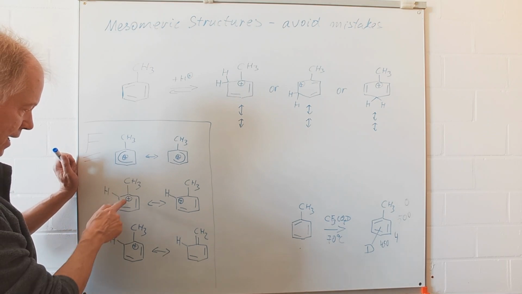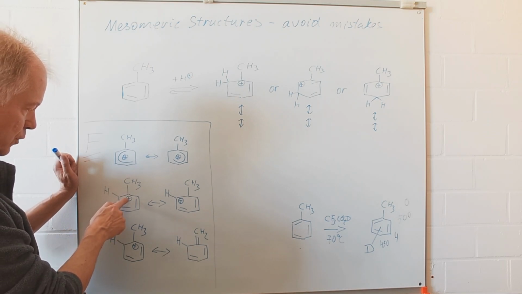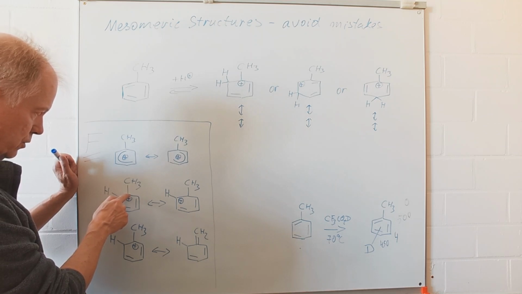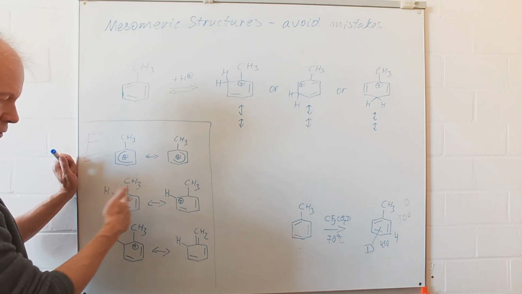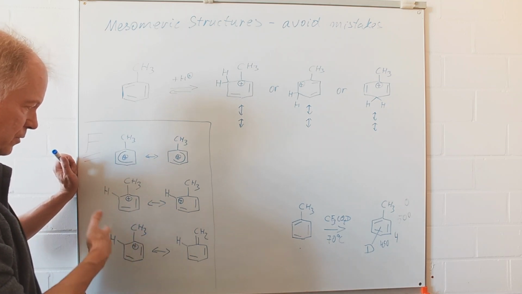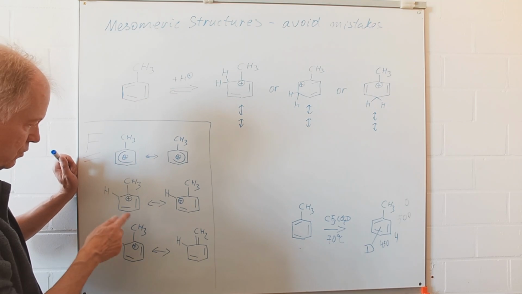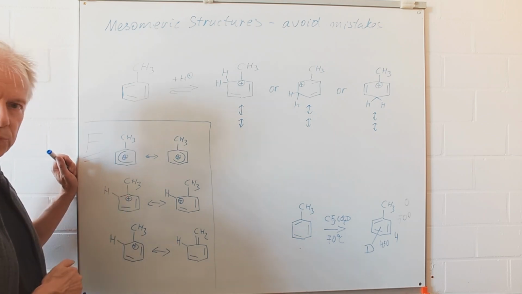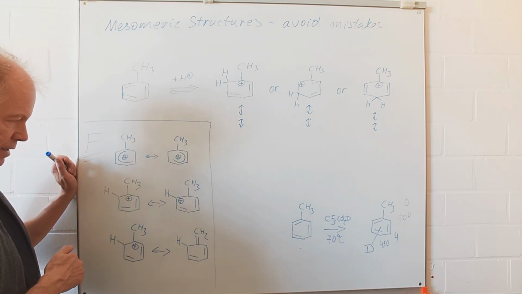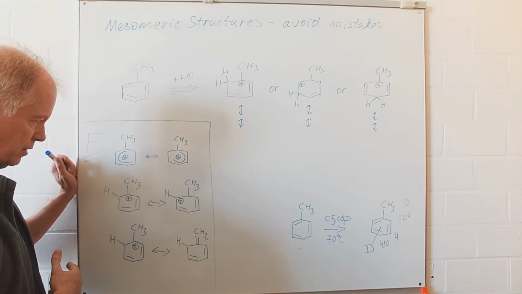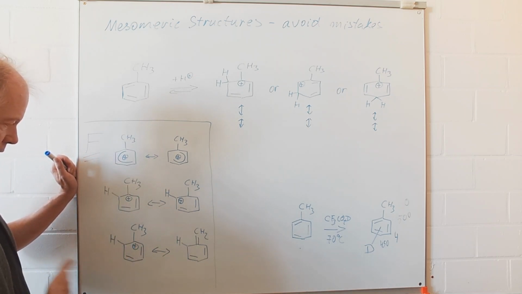The same here. Someone thought that if the positive charge moves from that alpha position to the beta position, this would be a situation of mesomery. No, it is not, because in that case one hydrogen has to hop from here to this position. Again, this is a tautomer, not a mesomeric structure.